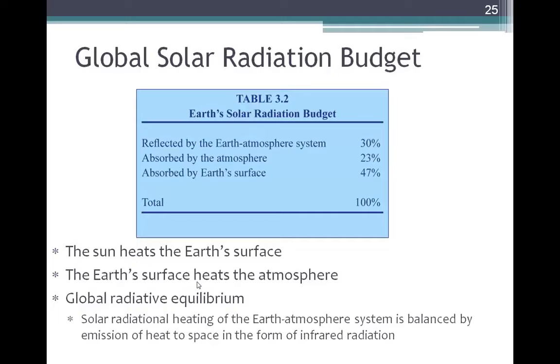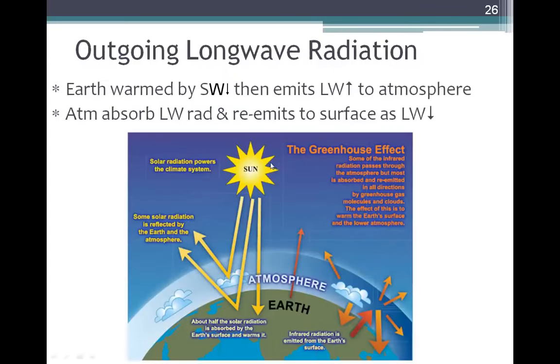And we can talk about the global radiative equilibrium, which is basically the balance between the amount of incoming energy from the sun compared to the amount of outgoing energy that the Earth atmosphere system emits back out to space. So we have incoming solar radiation from the sun, some of which is reflected back out to space with that 30% albedo we just talked about, but some of which reaches the surface of the Earth or reaches even into the atmosphere. It's absorbed either by the atmosphere or the Earth. We call this the Earth atmosphere system.